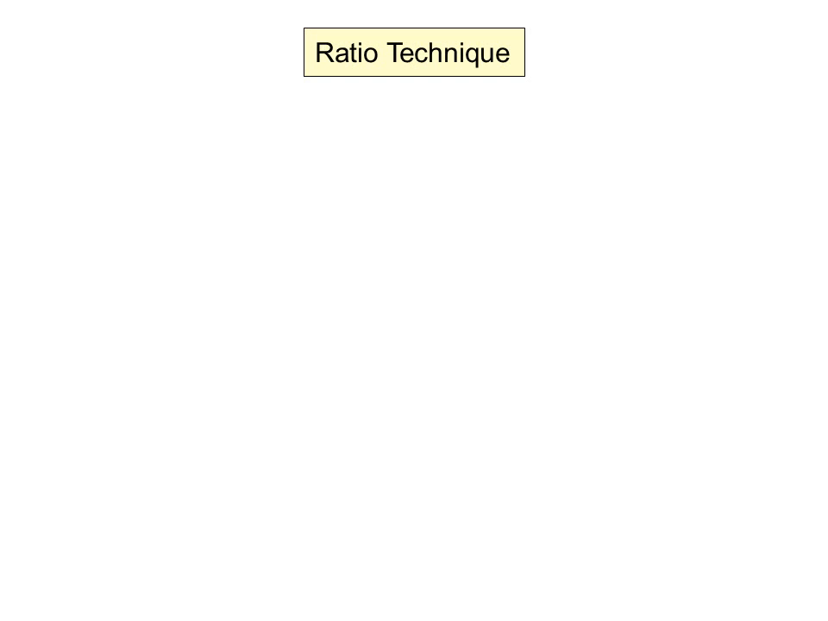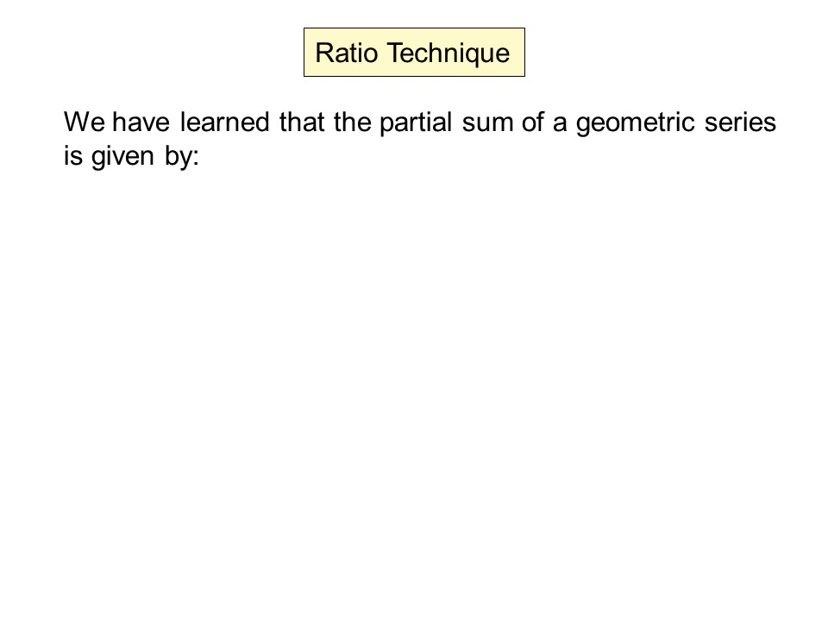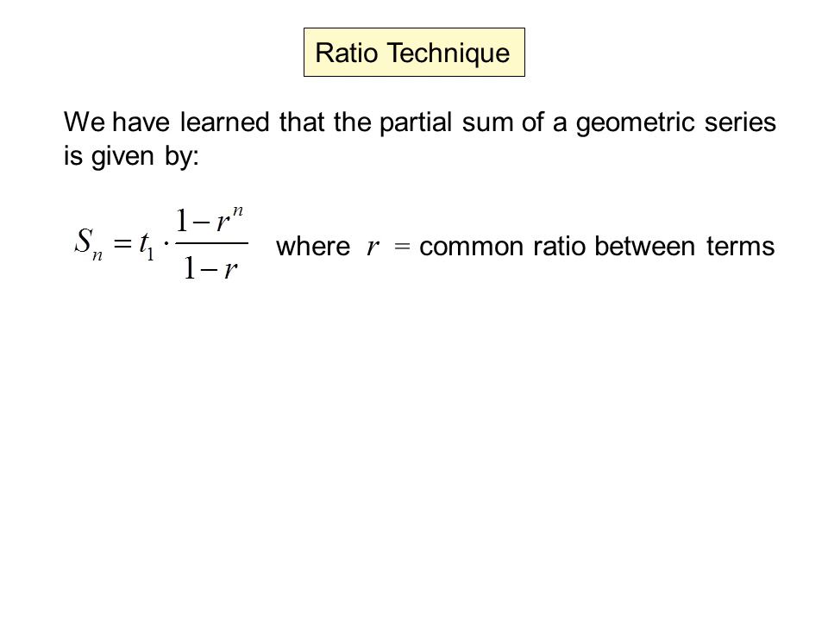The ratio technique, and this is one of my favorites. We have learned that the partial sum of a geometric series is given by S sub n equals t sub 1 times 1 minus r to the n over 1 minus r, where r equals the common ratio between terms. When the absolute value of r is less than 1, the series converges, because when the absolute value of r is less than 1, this term disappears.